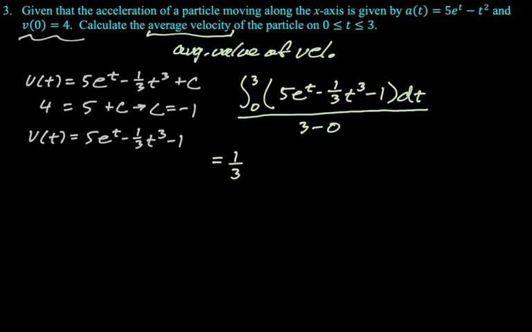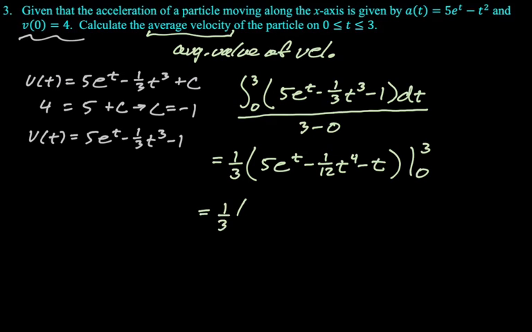It'll be 1/3. We got to integrate again. So 5e to the t goes to 5e to the t. Then you get negative 1/3 times 1/4 is negative 1/12 t to the 4th minus t. We are going from 0 to 3. So that'll be 1/3. When you plug in 3, you get 5e cubed minus, you get 81 over 12, but that reduces to 27 over 4, and then minus 3.